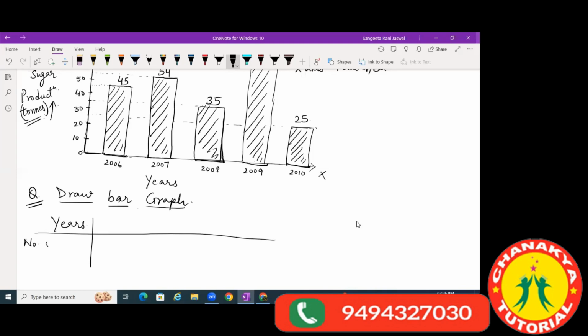Okay, number of two-wheelers produced. Number of two-wheelers manufactured or produced, you can say. Please note down the data and you can carry on after the class also, because class time will get over. Okay, children, so please note down the data and you can make the bar graph, right?